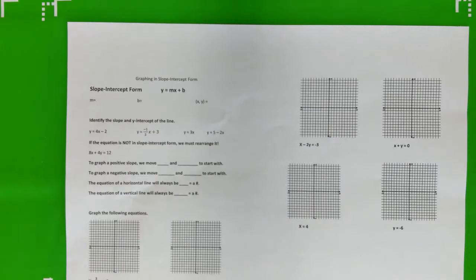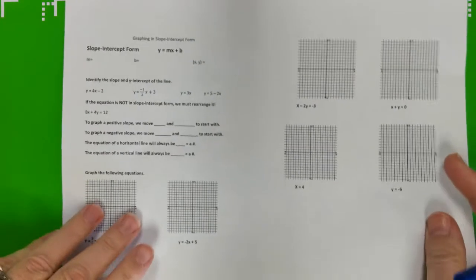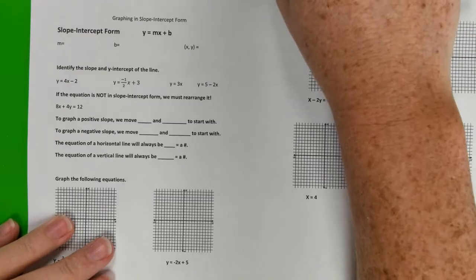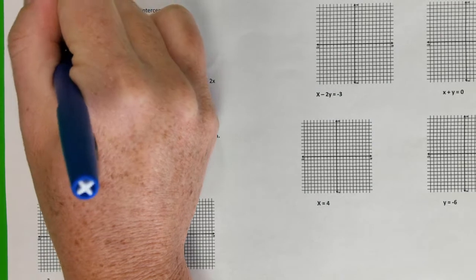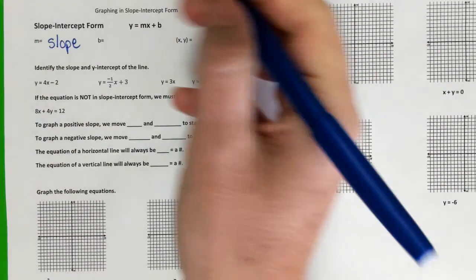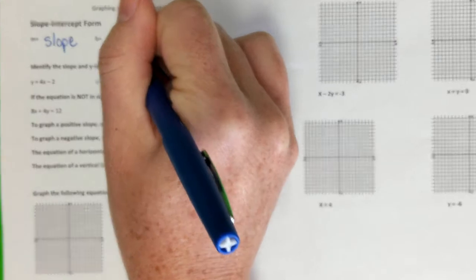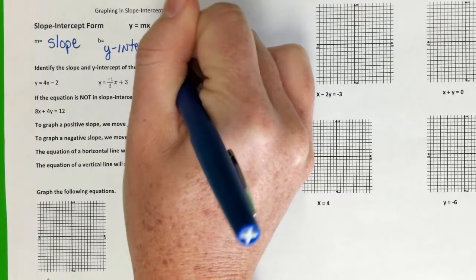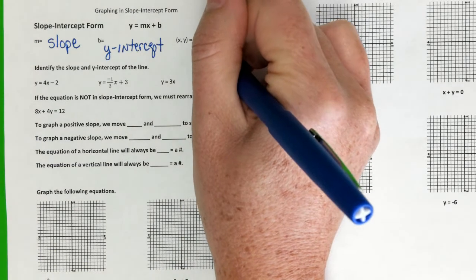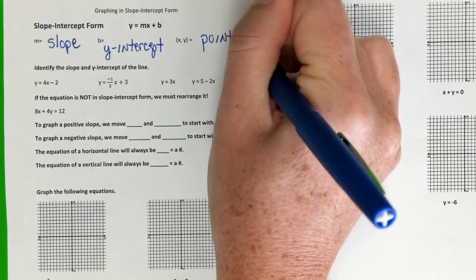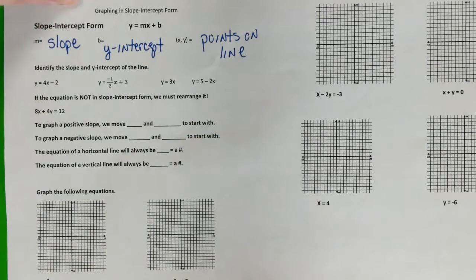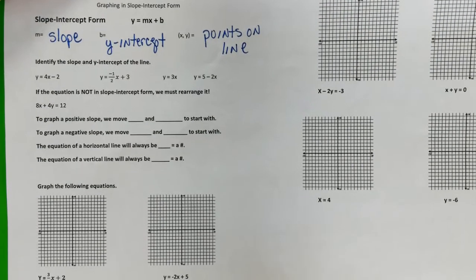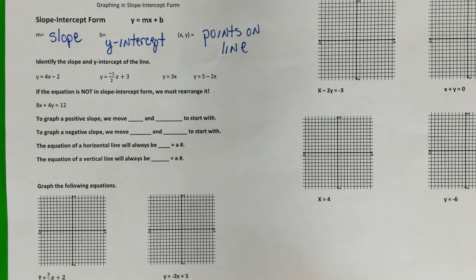Okay, so when we graph from slope-intercept form, first of all, you should be familiar from last year with slope-intercept form. And I'm just going to remind you that the m in the equation stands for the slope. The b stands for the y-intercept. And then x and y stand for points on the line. It can be any points on the line.